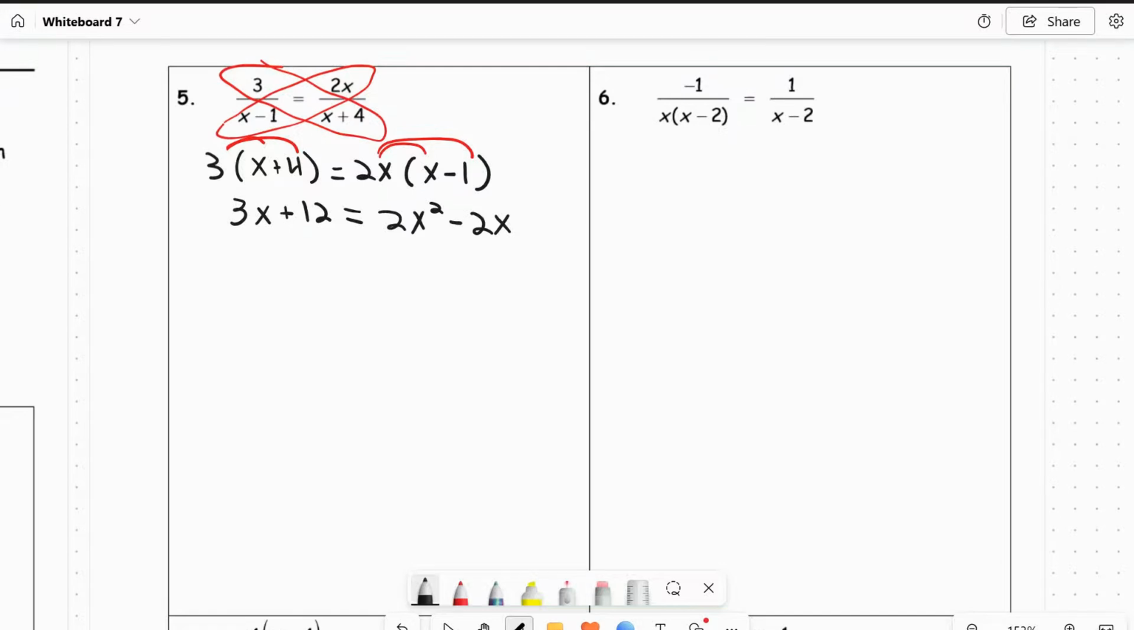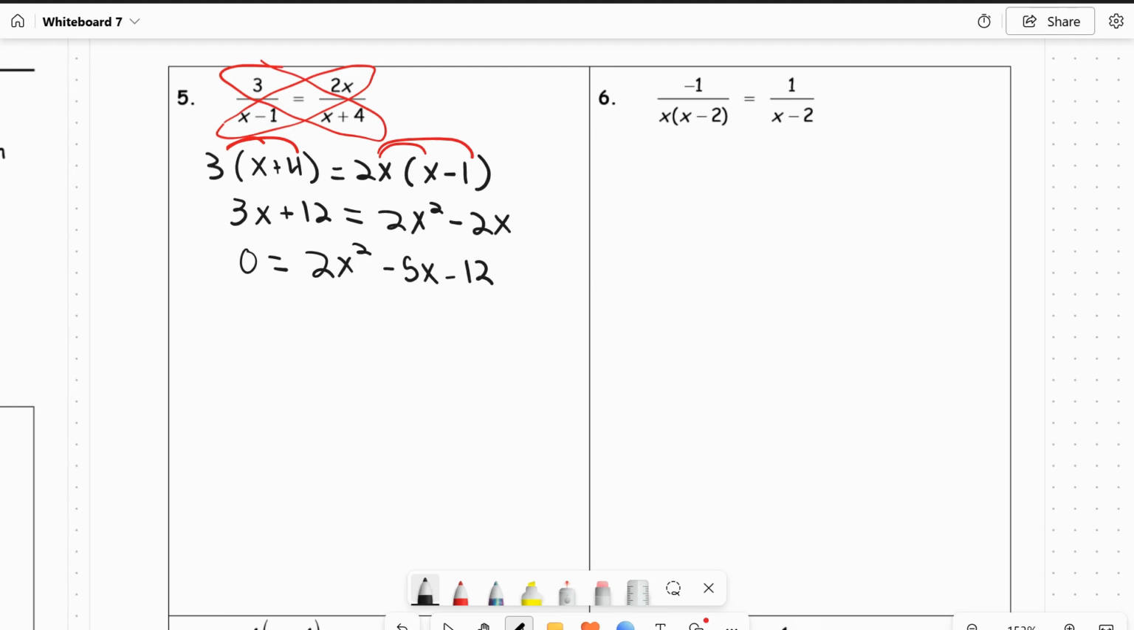So I'm going to subtract my 3x, and I'm going to subtract my 12. That would leave me with 0 equals 2x squared, negative 2x minus 3x is negative 5x, minus 12. So now, to solve for x in this case, you would have to try and factor.